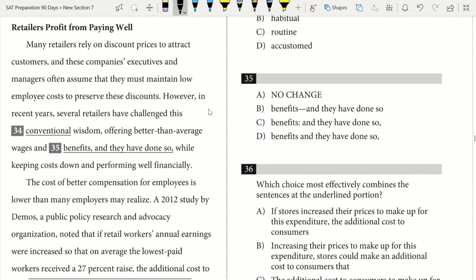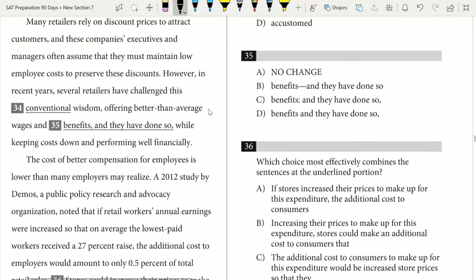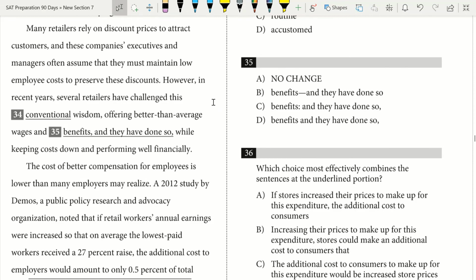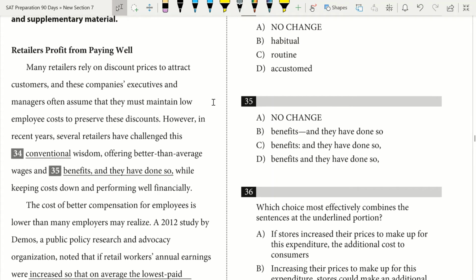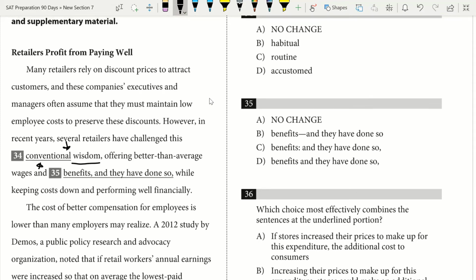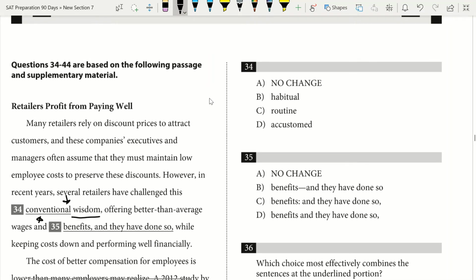Many retailers rely on discount prices to attract customers, and these companies' executives and managers often assume that they must maintain low employee costs to preserve these discounts. However, in recent years, several retailers have challenged this conventional wisdom. Okay, this right here, we've got an adjective, right? Describing wisdom. Anytime we have an adjective, I'm looking to maintain the academic tone of the passage, or the tone of the passage as a whole.